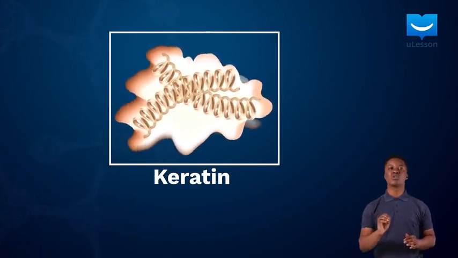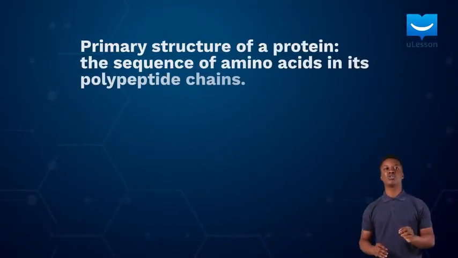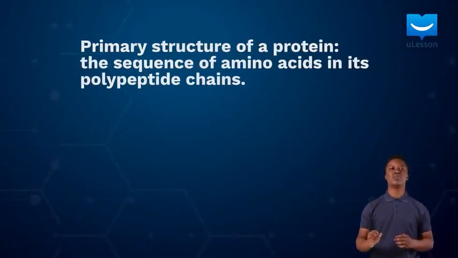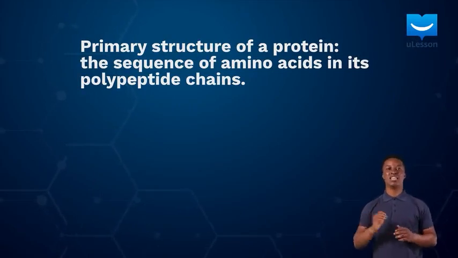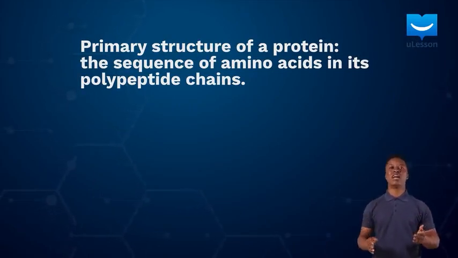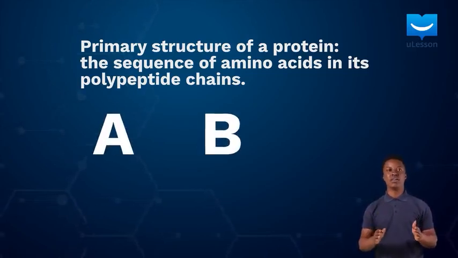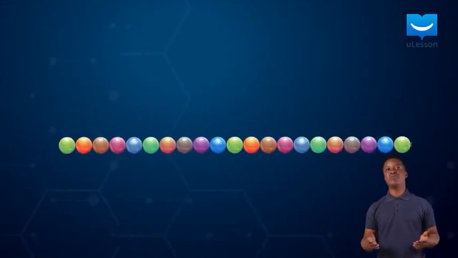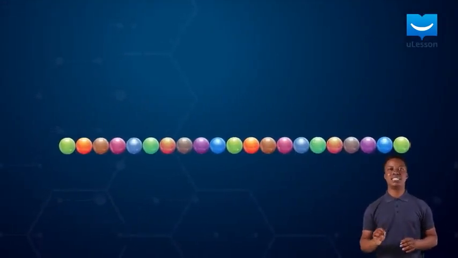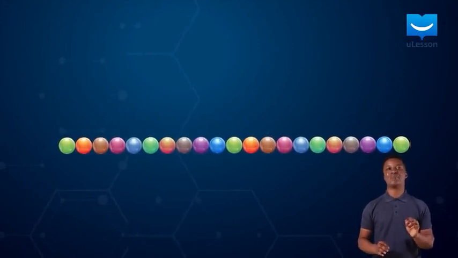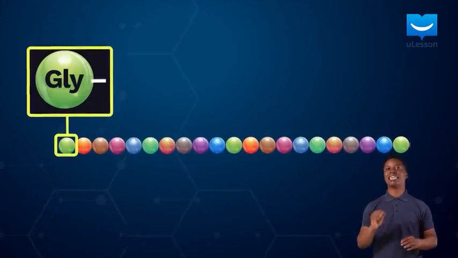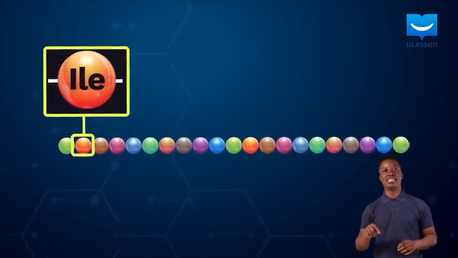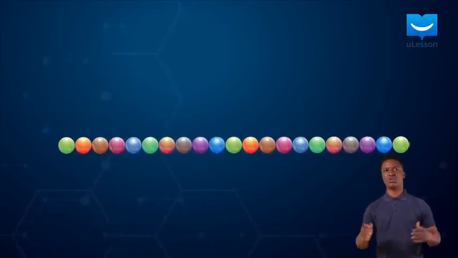Let's quickly review the structures of proteins. A protein has a primary structure. The primary structure of a protein is obtained from the unique arrangement of amino acids in its polypeptide chains. It's like the way the letters of the English alphabet are arranged. A comes before B, which comes before C. A protein's polypeptide chain has a unique arrangement of amino acids. For example, the polypeptide chain of human insulin has a unique sequence of 21 amino acids, starting with the amino acid glycine, which is linked to isoleucine, and then to valine, and so on.